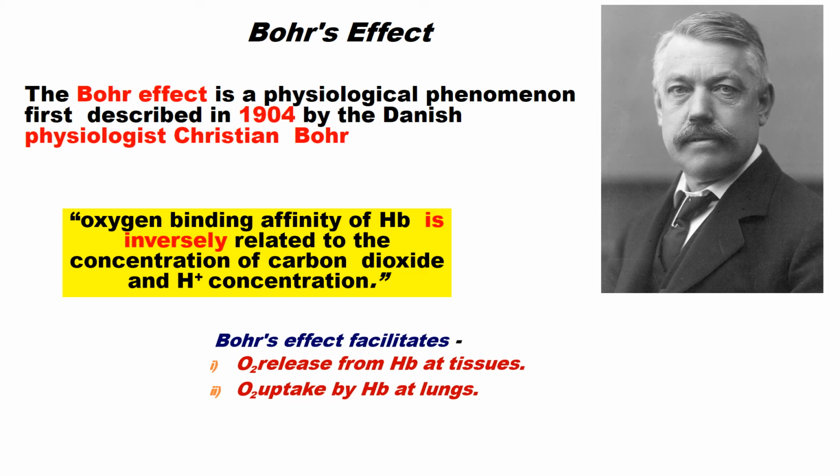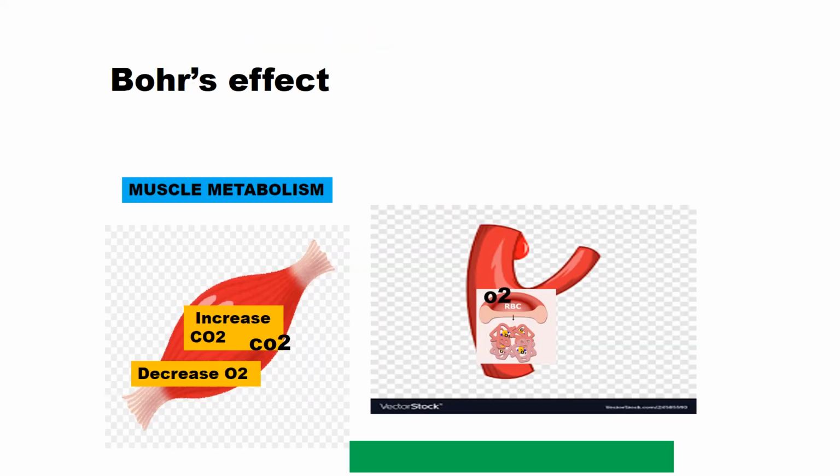Therefore, more oxygen is delivered at the tissues and there is more uptake of oxygen at the level of lungs. The Bohr's effect can be understood at the level of muscle. Whenever a muscle is actively contracting, there is increased production of carbon dioxide along with hydrogen ion and increase in temperature. So this increased carbon dioxide then causes diffusion of the carbon dioxide from a higher pressure gradient, that is from the skeletal muscle to that of the blood.